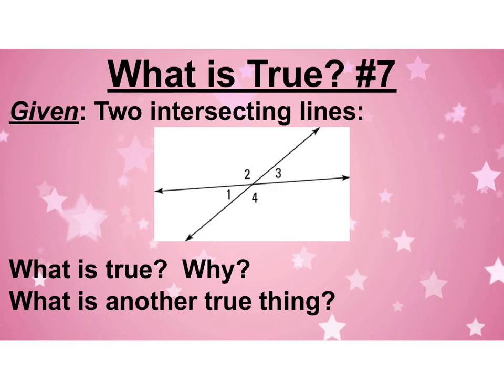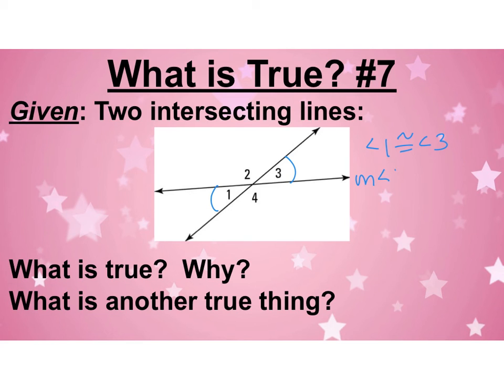What is true here in number 7? We're given the picture. All the words we're given is that there are two intersecting lines, which we can see. And we're asked what is true and why, and what is another thing that's true. Well, I've talked about these intersecting lines creating an X and some angles. So I can see angle 1 and angle 3 are going to be congruent because they're vertical angles. So I can say angle 1 is congruent to angle 3.